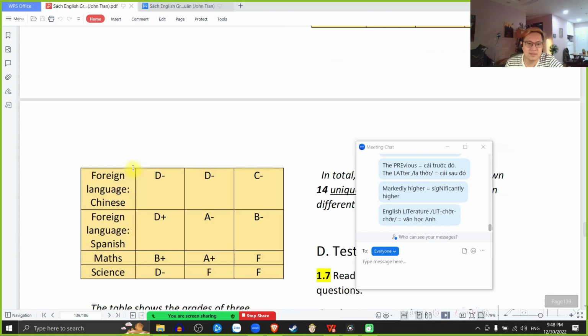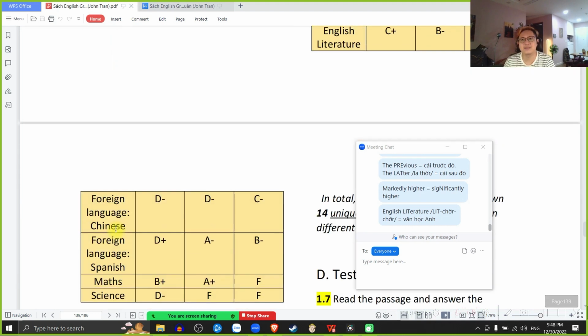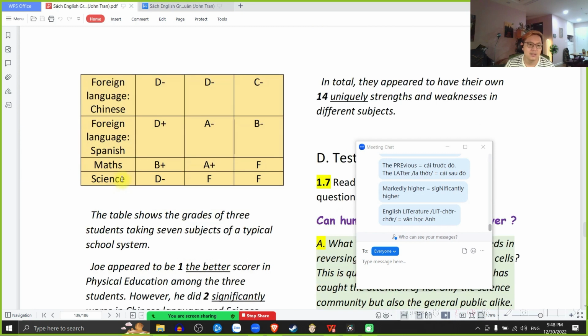Now, so let's say the table shows the grade of 3 students taking 7 subjects of a typical school system. Cái bảng này, cái mở bài người ta sẽ viết như thế nào? Nhiều cách viết mở bài lắm. There are several ways to write it. Depends on what you think is relevant. Tùy vào cách mình thấy cái nào liên quan mình viết mở bài thôi. Cái bảng này nó chỉ ra được những cái điểm số của 3 sinh viên học sinh. Họ học 7 cái môn học của một cái hệ thống trường điển hình.